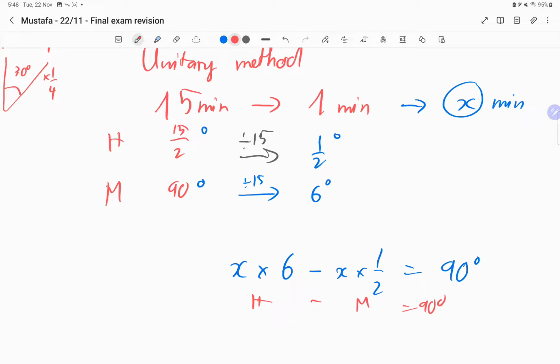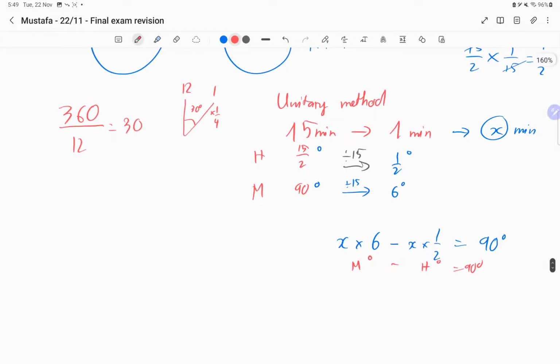Yeah. And this is the degrees of the hour hand and then the degrees of the minute hand, right? The difference is 90 degrees. And sorry, that should be minute minus hour, because the minute hand travels faster, right? So the minute hand will always have a bigger angle compared to the vertical line, and the hour hand always has a smaller angle compared to the vertical line.